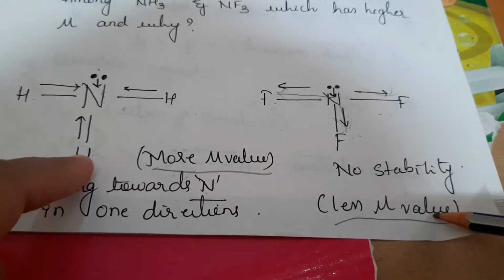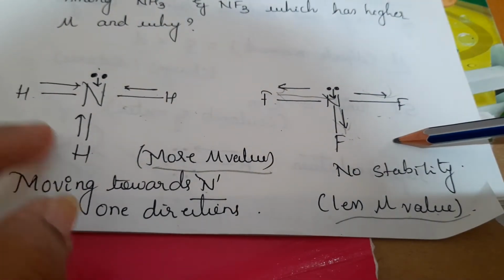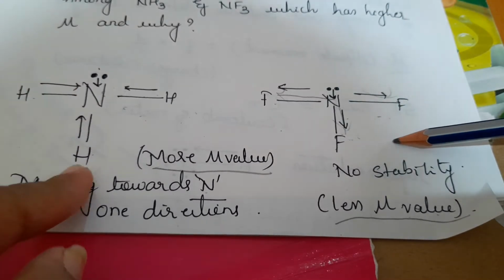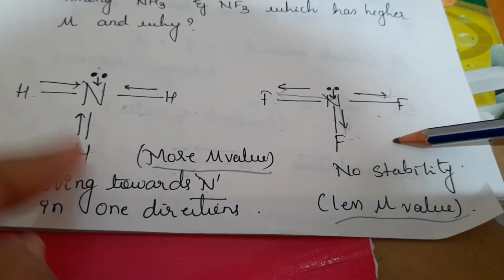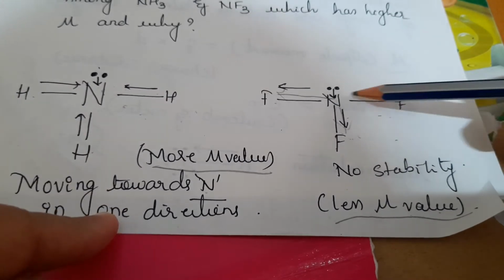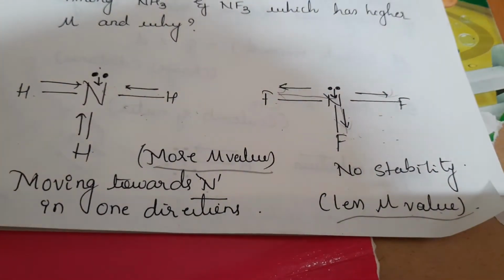If you compare NH3 and NF3, due to the one-directional movement of electrons towards the nitrogen atom, NH3 is said to have more dipole moment. It shows more dipole moment than NF3. This question can be asked for 2 marks.